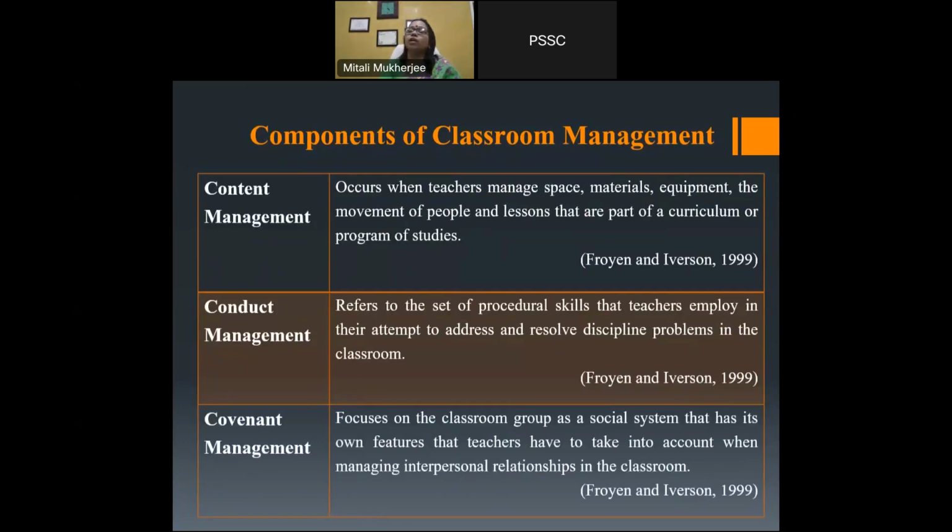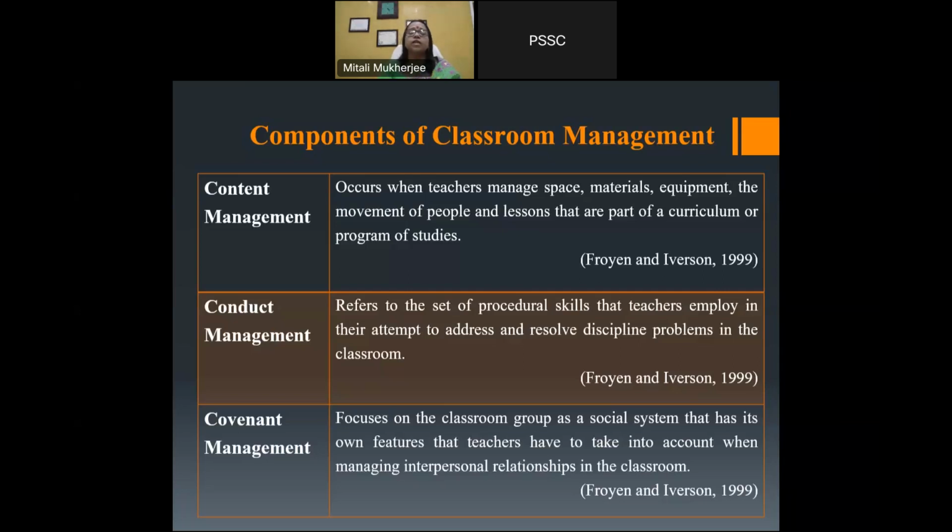Now, there are 3 components of classroom management, friends. Please try to understand the 3 terms, although I'm not going in the details. Number 1 is content management. Number 2 is conduct management. And number 3 is covenant management. Covenant management is the latest one. I'll share a few lines on this, but content and conduct you all must be knowing. Content management means how you manage your content. Means your chair, your table, your smart board, your door, your projector, your blackboards, your chalk, and your lesson plans, curriculum, etc.